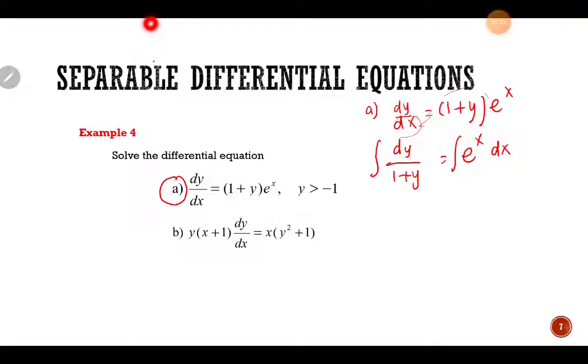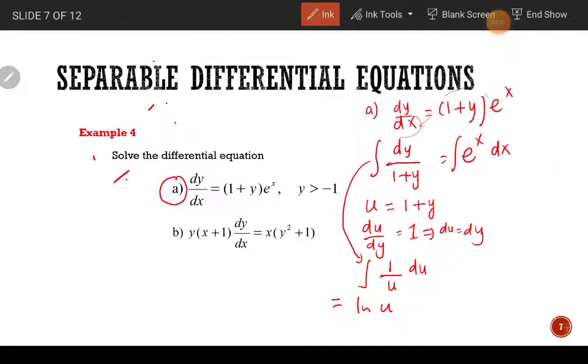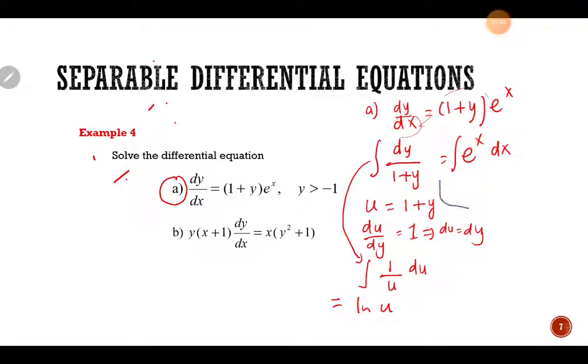maknanya you kena integrate lah tu. So maybe to some of you dah nampak jawapan dia apa, tapi kalau tak clear tak apa, for this one it will be easier kalau kita guna u. We let u equals 1 plus y. So here we have du over dy sama dengan 1. So it gives us du equals dy. So this integration will give you 1 over u du. So integrate 1 over u, kita akan dapat apa? ln u kan. Betul.